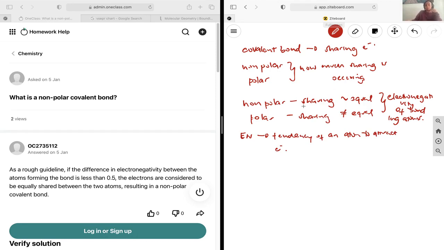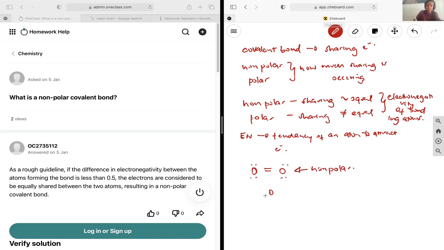And so now a good example would be the oxygen covalent bond. Because they're the same, they have the same electronegativity, so they tend to pull electrons to themselves equally, which means that indeed the electrons will be shared equally. So this would be a good example of a nonpolar bond.